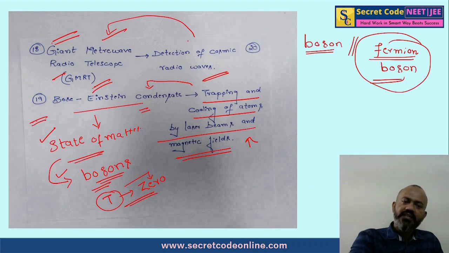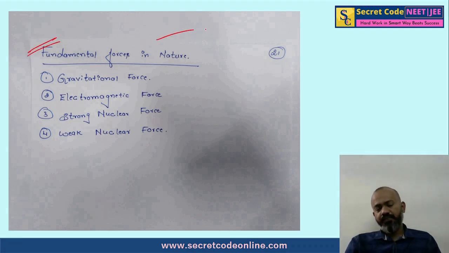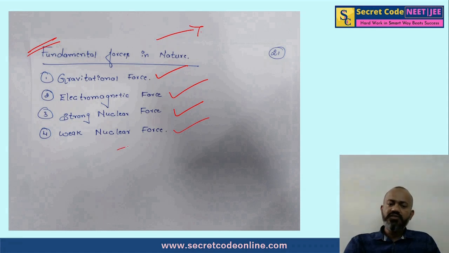Now let's move on to the second content of this video: fundamental forces in nature. If you ask me what the fundamental forces in nature are, there are four major forces. One is gravitational force, one is electromagnetic force, one is strong nuclear force, and the fourth is weak nuclear force. These are the four major forces in nature. Let us discuss one by one.